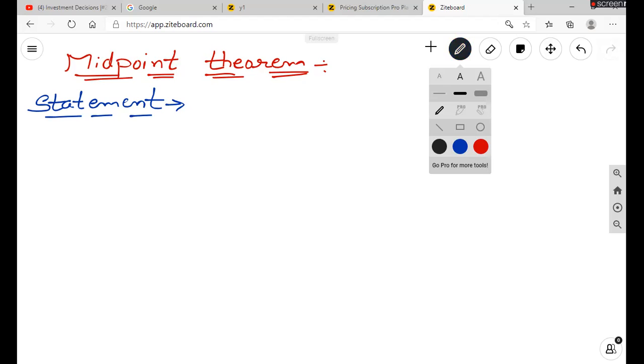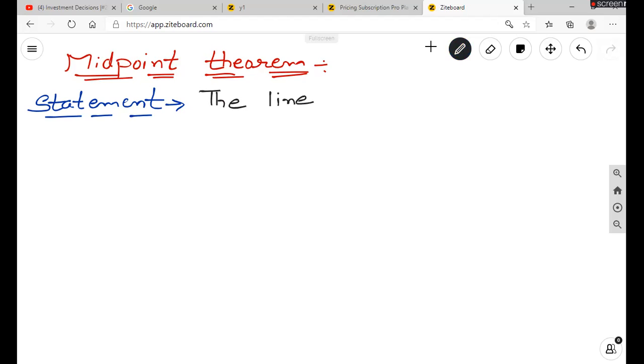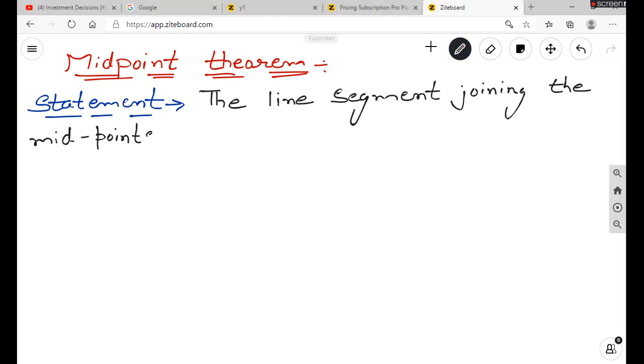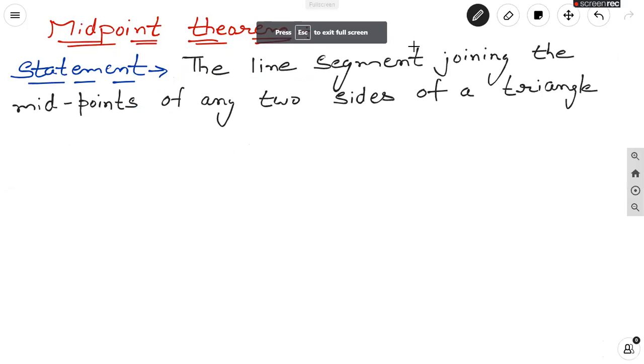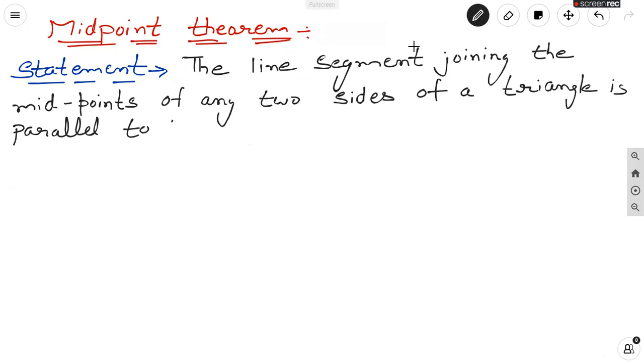Statement of the theorem is: the line segment joining the midpoint of any two sides of a triangle is parallel to the third side and equal to half of it.